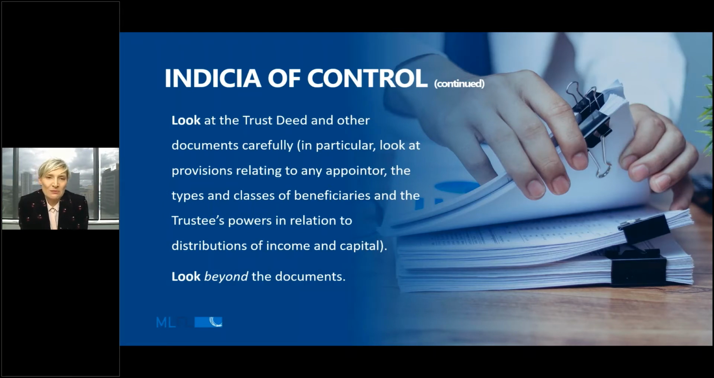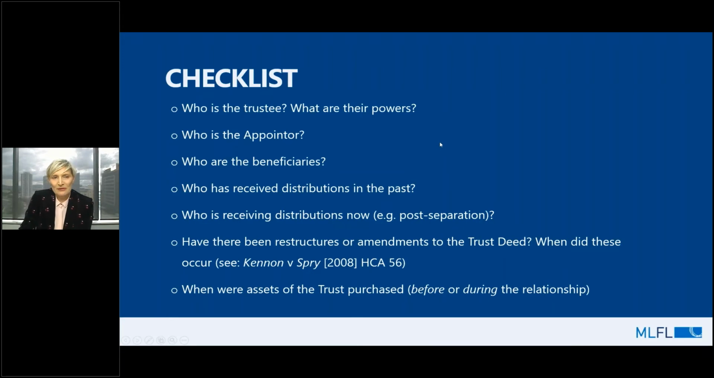So it is important to look at the trust deed in the first instance, and in particular the provisions relating to the appointer, the types and classes of beneficiaries, and the trustee's powers. But it's also important to look beyond the documents and consider what has in fact occurred. Bit of a checklist there.